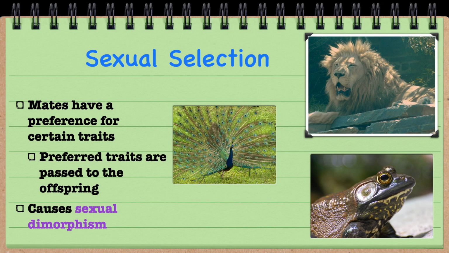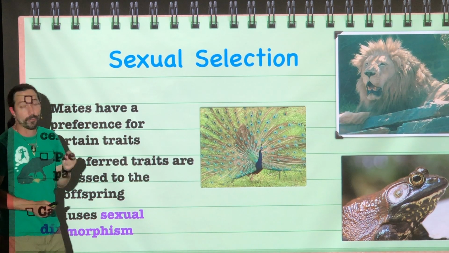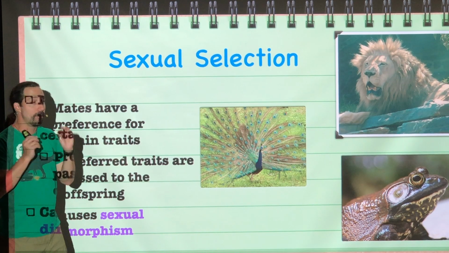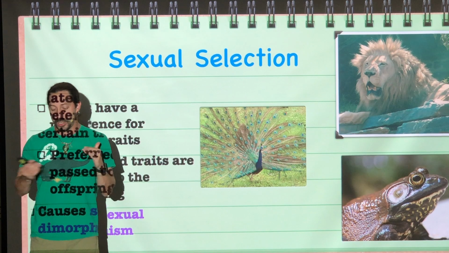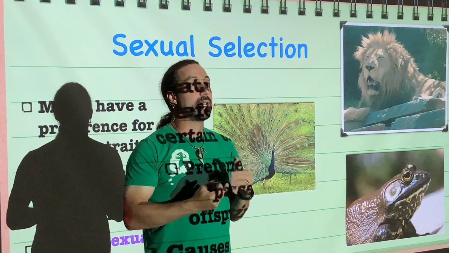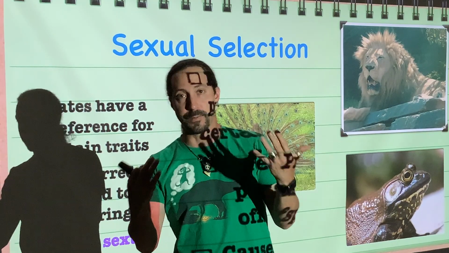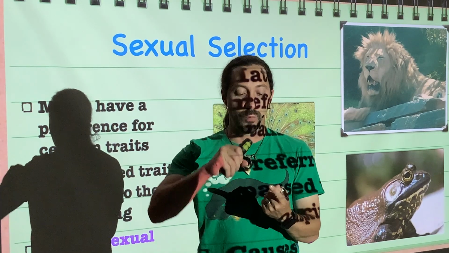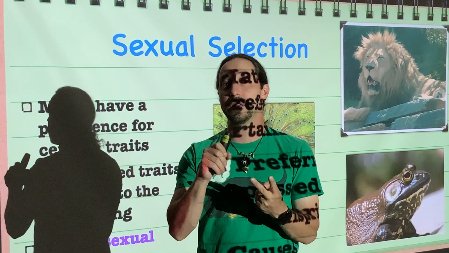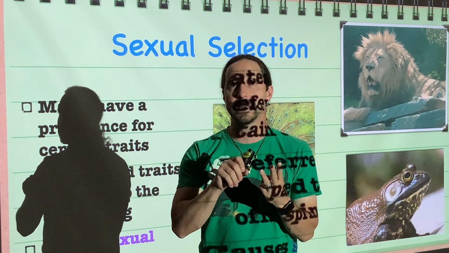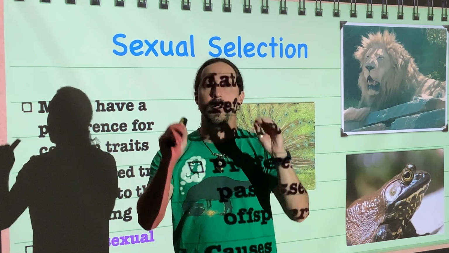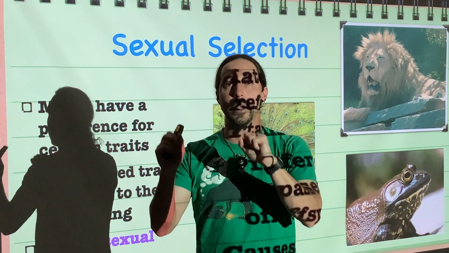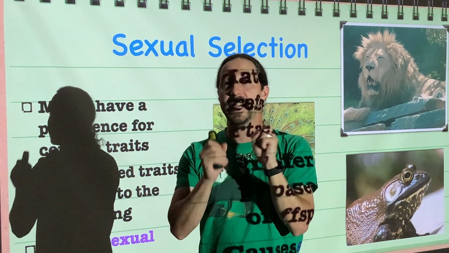Sexual selection is a little bit different. In sexual selection, the mates are going to have a preference for a specific trait. The mates are going to choose a specific trait that they find to be attractive. This could be due to the way that the mate looks, the way that the mate dances, the way the mate sings a song, or the way that the mate is able to build a nest. There are different things that are going to cause one organism to choose its mate.